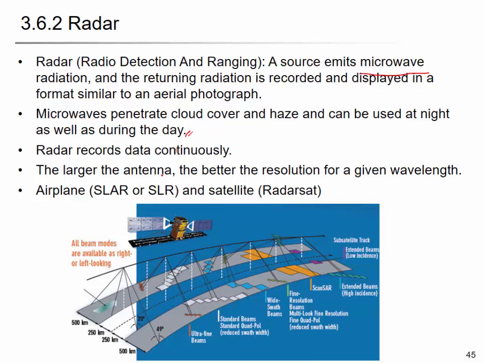So microwave has an advantage over the other frequencies on this, the cloud and haze condition. And the larger the antenna, the better the resolution for a given wavelength. And airplane and satellite can have this kind of a setup, and you can implement it into an airplane and the satellite.